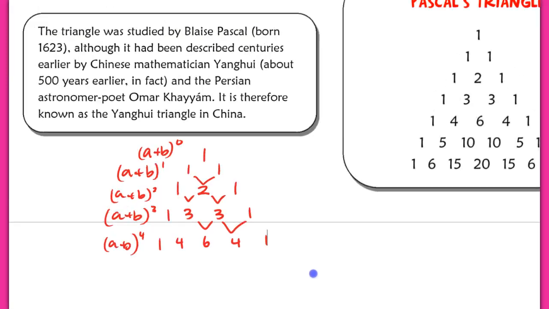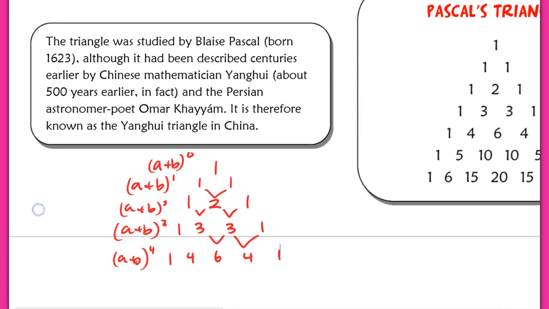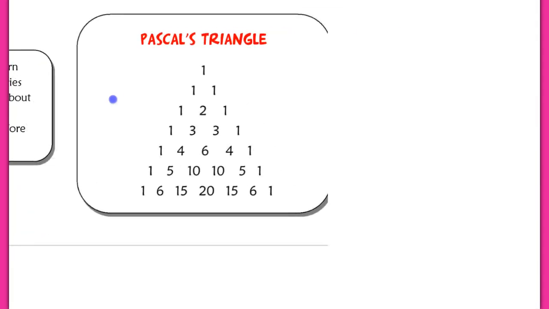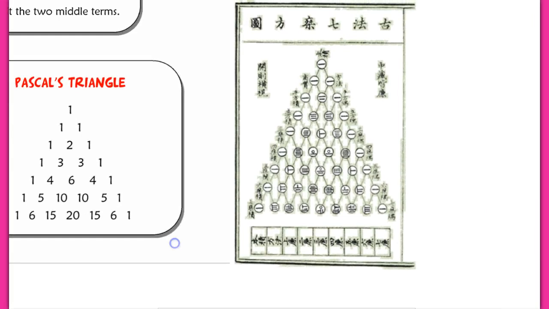Now, what I think is really sad, if you read here, the triangle was studied by Pascal, who was born in 1623, but this had already been sort of described by Chinese mathematicians centuries earlier. So it's not credited at all to this guy. I can't pronounce the name, but Yang Wei? I don't know. I'm just guessing at it. He had come up with this 500 years earlier, even though now it's known as Pascal's triangle around the world.